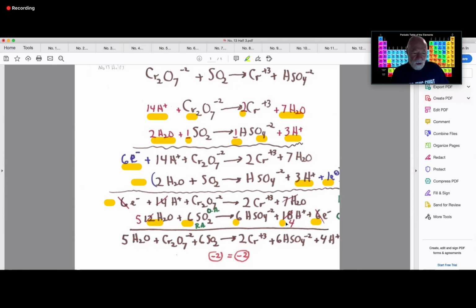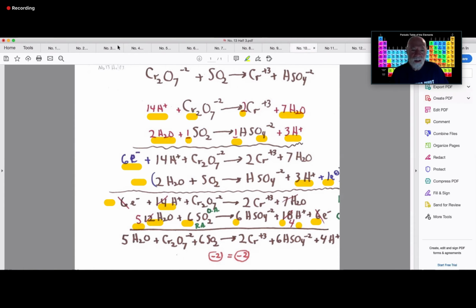Okay, so I think we're done. We can add these together, except we can do some canceling, folks. We cancel the electrons for sure, 6 versus 6. Now what about the waters? 7 waters on the top versus 12 is going to give us a net of 5. And how about the hydrogens? 14 versus 18 is going to give us a net of 4. So we did some canceling of water and hydrogen.